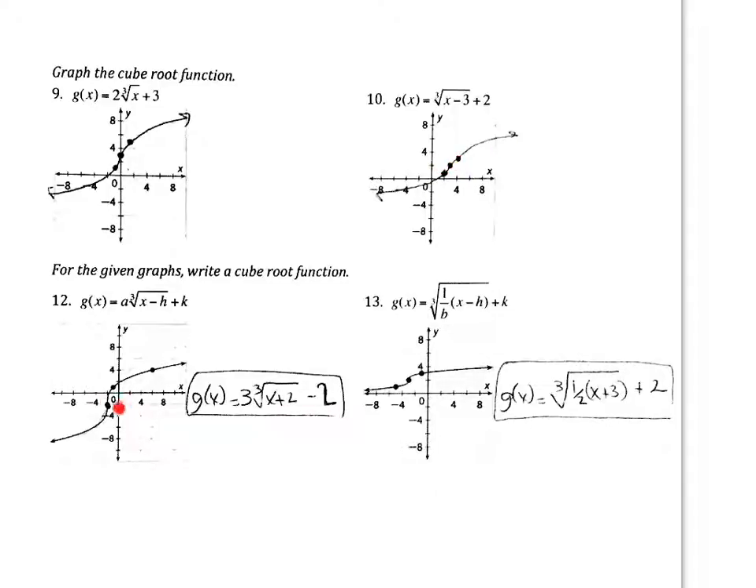Connect. 12, 13 is going backwards. This one, actually, the initial point's right there. Really be careful where you find your initial point. It's where the 2 parabolas start.